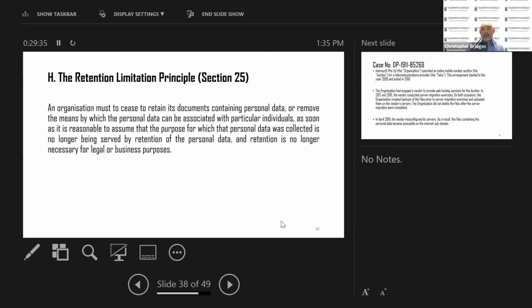The retention limitation principle under the PDPA states that for what period of time can you retain the personal data? Because after a while, if you have taken the personal data for a particular purpose, once that purpose has been served, you are actually under an obligation to contact the individual to release the data back to the individual, seek instructions, or destroy the individual's personal data.